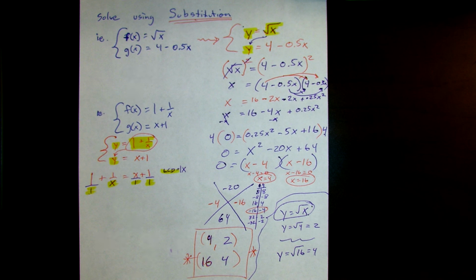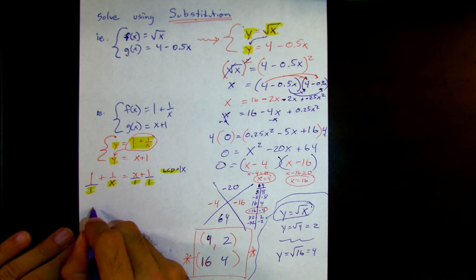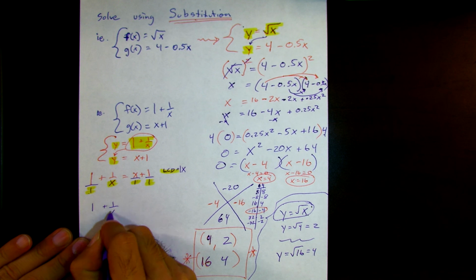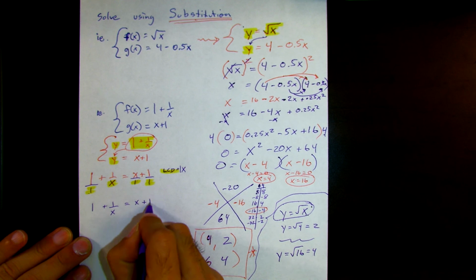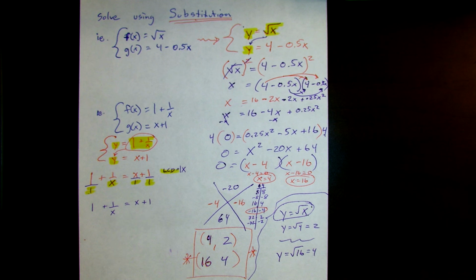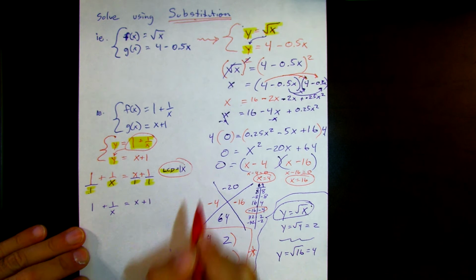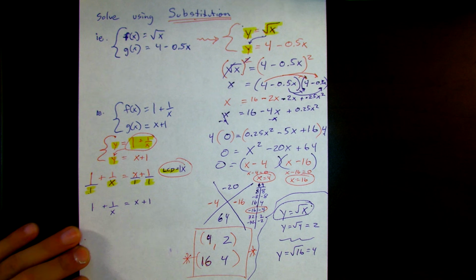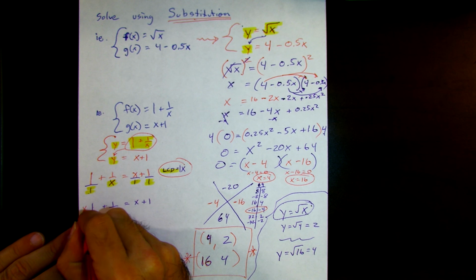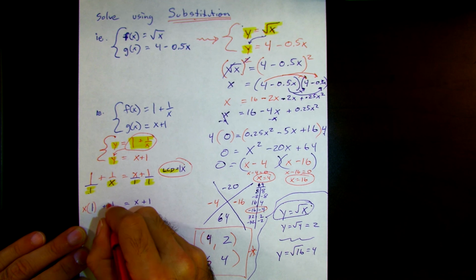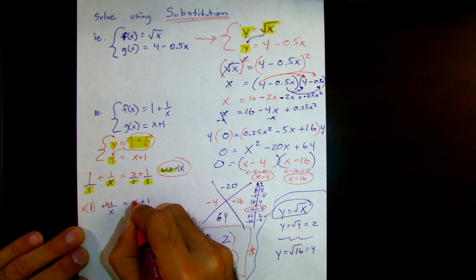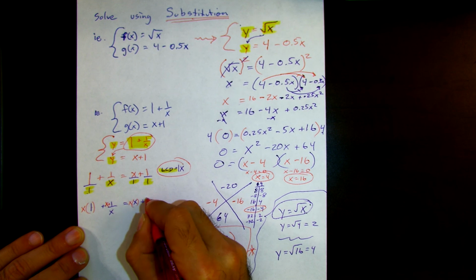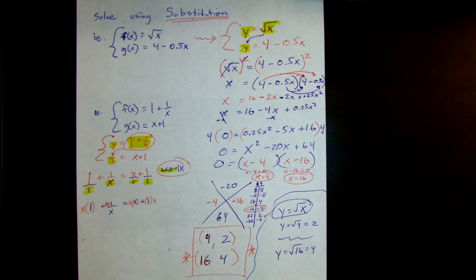So now what we have to do is take this set of equations, and I'm just going to rewrite it as we had it before. And what we're going to do is multiply every single term by the LCD. So I'm multiplying by x, multiplying by x, multiplying by x, and multiplying by x.